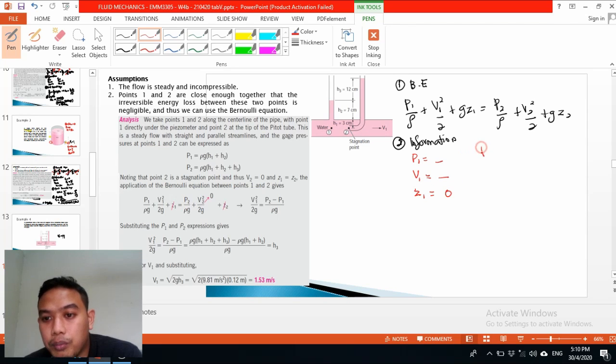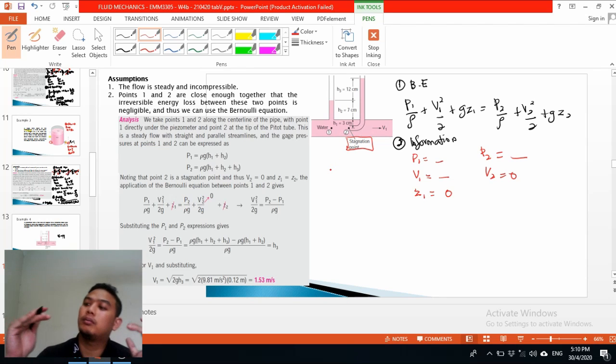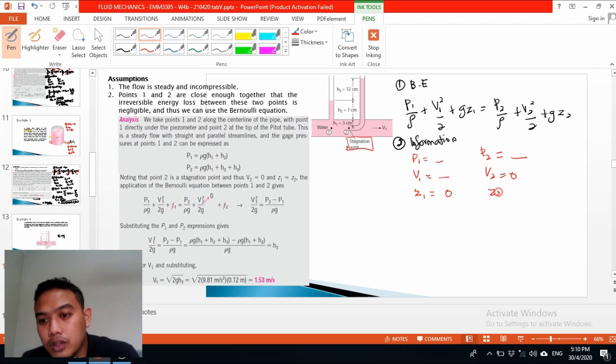For P2 we have the value, which is rho GH, and V2 is equal to 0 because of the stagnation point. As I mentioned previously, the moment the flow moves and meets the stagnation point, V equals 0, and Z2 is equal to 0 because there is no elevation. Then step number 3 is finalize your equation.